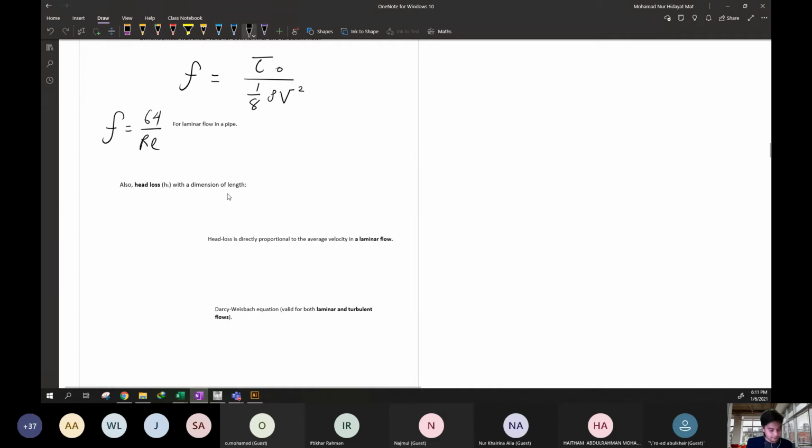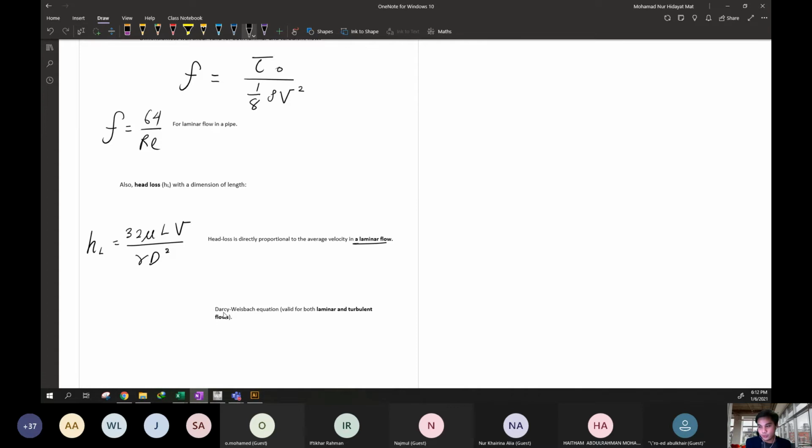This is the dimension of length, head loss. This head loss is directly proportional to the average velocity for laminar flow. So for laminar flow, head loss equals 32 mu L V over gamma D squared. Basically, to come to this equation takes lots of derivation.